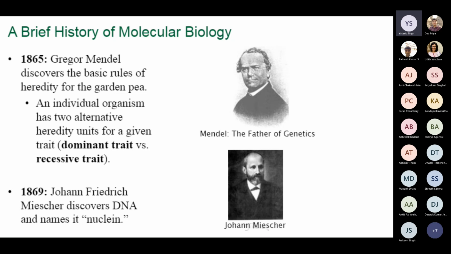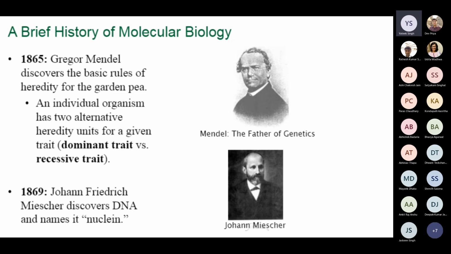So dominant traits are traits which are more likely to be passed on, and recessive traits are traits which are less likely to be passed on. Then when people started to look more inside the cells, they were trying to hunt for this information that is being passed on from parents to children.